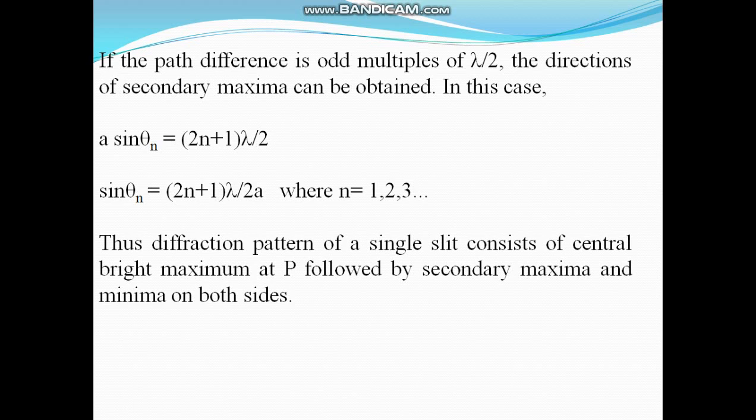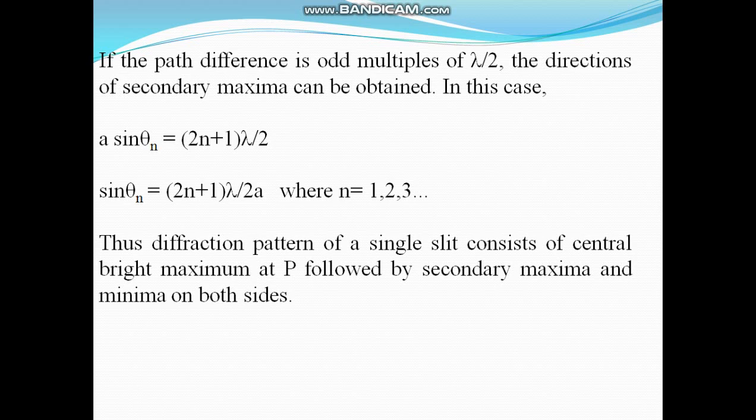If the path difference between the waves traveling along AR and BT is odd multiples of lambda by 2, the path difference a sin theta n, the directions of secondary maxima can be obtained. In this case, the path difference a sin theta n is equal to (2n plus 1) into lambda by 2. That's the condition for getting secondary maxima. So sin theta n is equal to (2n plus 1) into lambda by 2a, where n is equal to 1, 2, 3, etc.